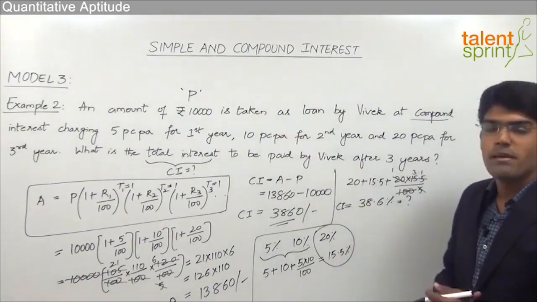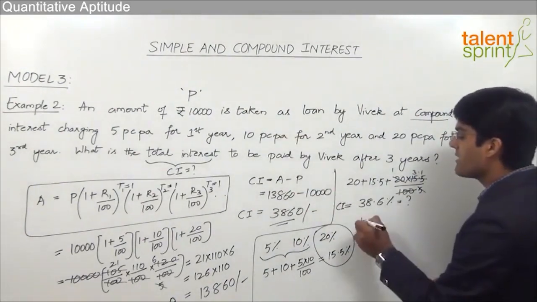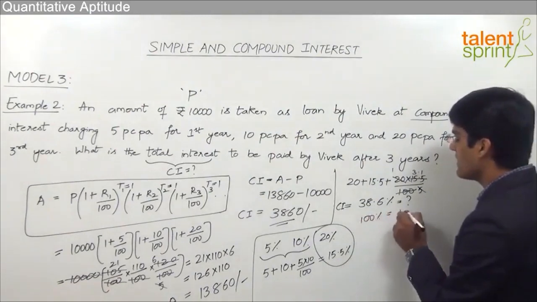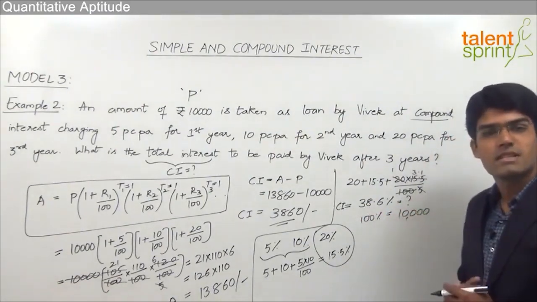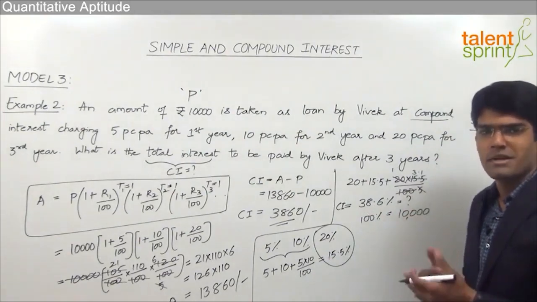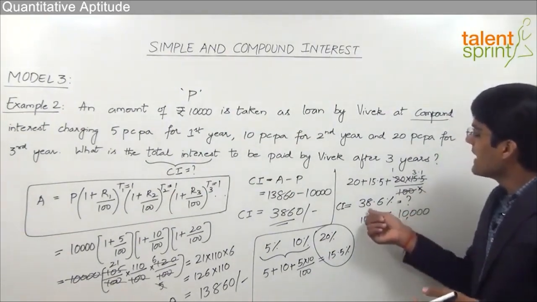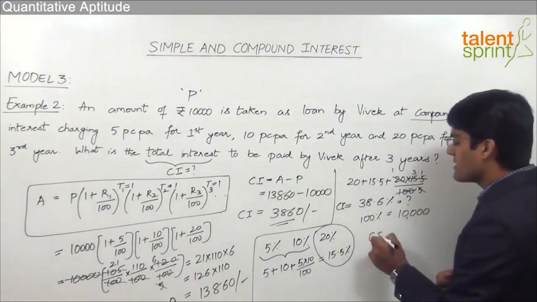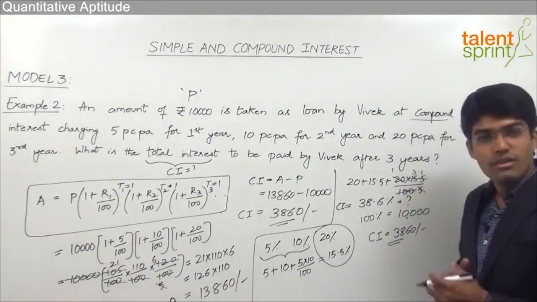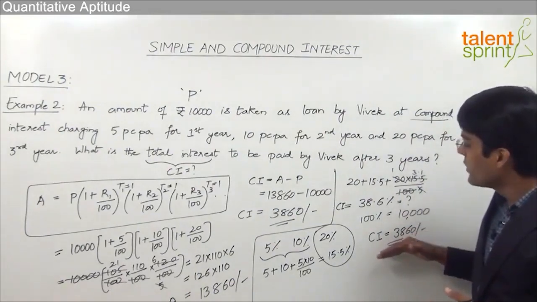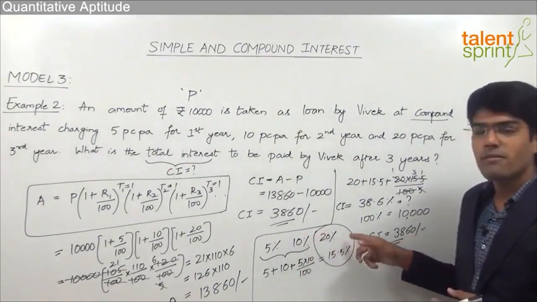And we know that the principal is 10,000. That means 100% is equivalent to 10,000. So if 100% is equivalent to 10,000, 38.6% would be equivalent to what? We can cross multiply, or otherwise even directly we can say that the compound interest here should be equal to 3,860 rupees.